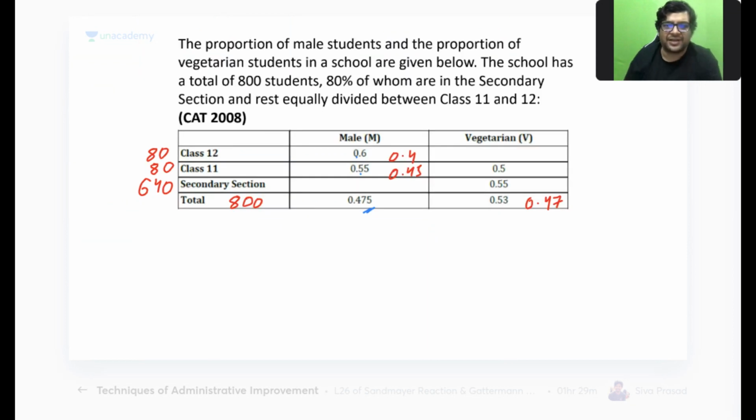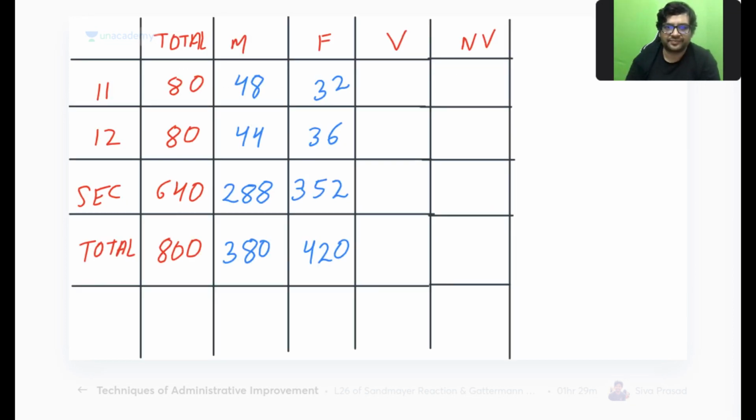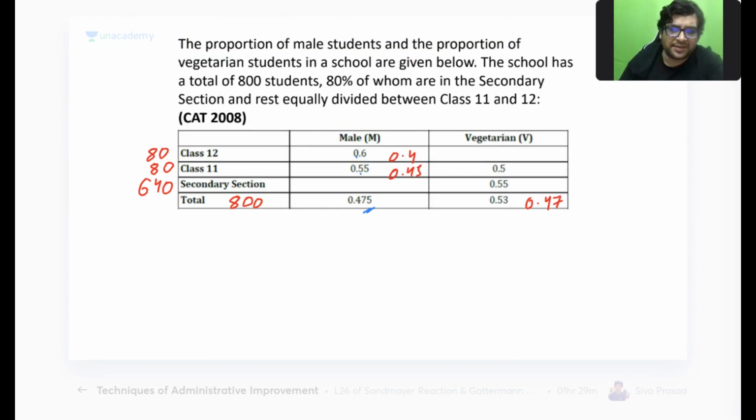Are you guys okay with these calculations? This percentage was given, found this out. This percentage was given, found this out. This percentage was given, found this out. And then calculated the other part of it because I had the total with me. Same work I'm going to do in this case.